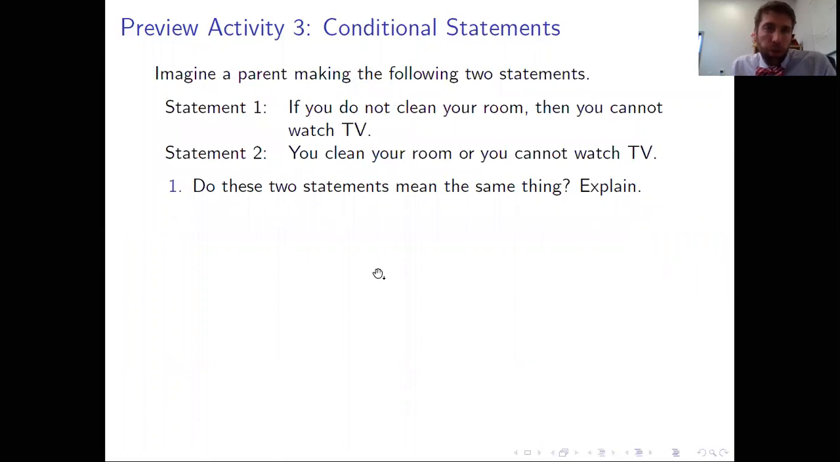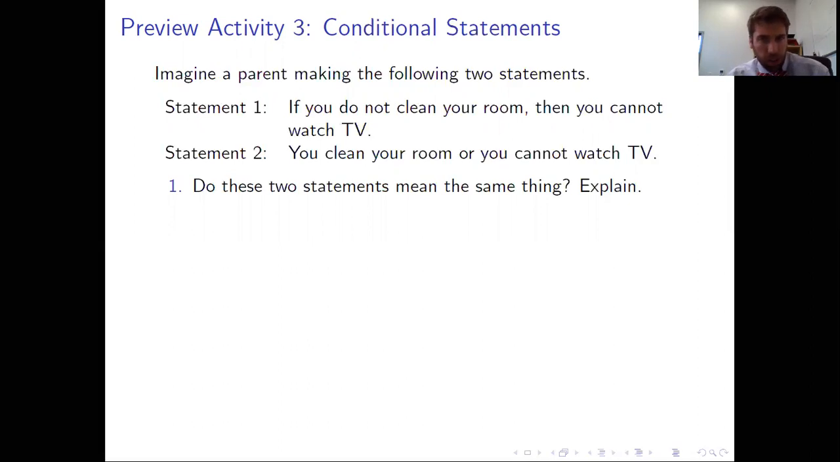All right, on to preview activity number 3, conditional statements. So imagine a parent telling this to you, or maybe to your younger sibling, or your niece or nephew or something. Or imagine you being a parent and sometimes saying this to your kid. Statement 1: if you do not clean your room, then you cannot watch TV. Statement number 2: you clean your room or you cannot watch TV. Are those statements the same or are they different?